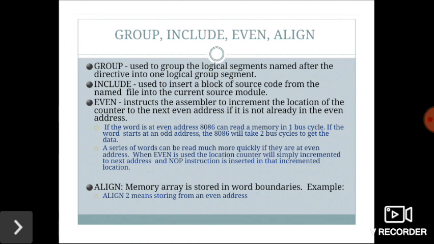Then GROUP, INCLUDE, EVEN, ALIGN. GROUP is used to group the logical segments named after the directive into one logical group segment. INCLUDE is used to insert a block of source code from the named file into the current source module. Then EVEN instructs the assembler to increment the location counter to the next even address if it is not already at an even address. Then ALIGN means the memory array is stored on word boundaries.